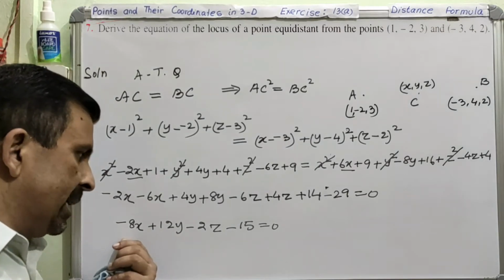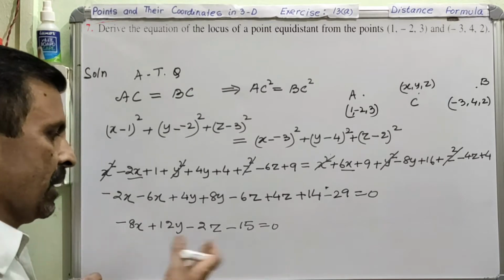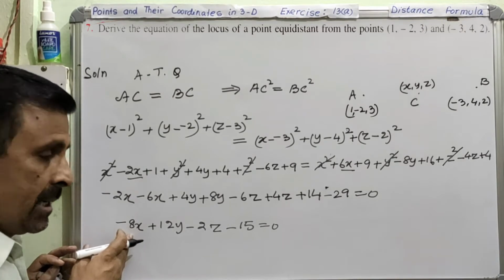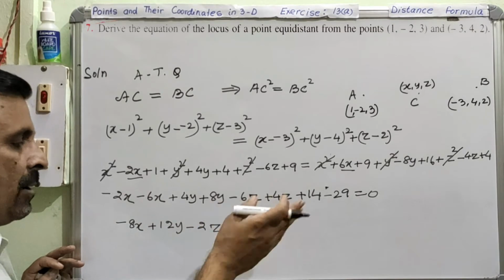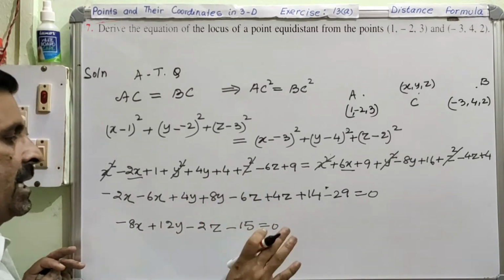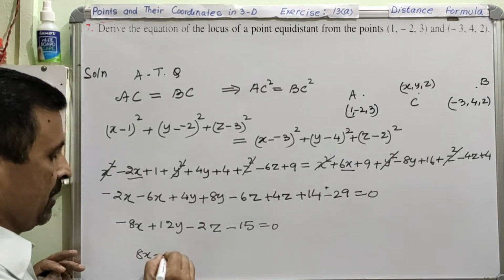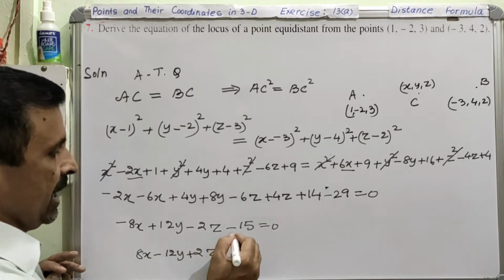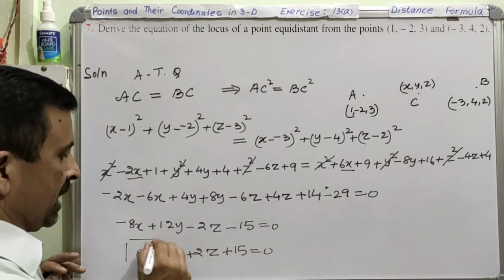But what we can see here is, because most of the terms are negative and the first term itself is negative, if you want, you can modify this and make the first term positive. That means you are going to take out the minus sign common. When you take out the minus sign common, all the signs will change. So this negative 8x will become positive 8x, this will become minus 12y, this becomes plus 2z, and this will become 15. This is equal to 0. This becomes your answer.